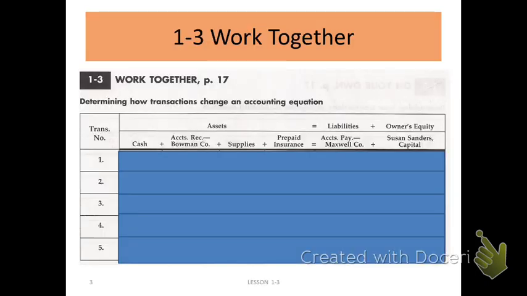Okay, so now we're going to move on to the work together for section 1-3, and the instructions are in your textbook on page 17. You'll notice that the accounting equation is still at the top, and then we have a list of account titles on the second row down. One new account title appears on this, and that is the accounts receivable. Okay? Capital, which is all the way on the right, that is where we're going to list any revenues, expenses, or withdrawals. All of those will fall into that one single column.